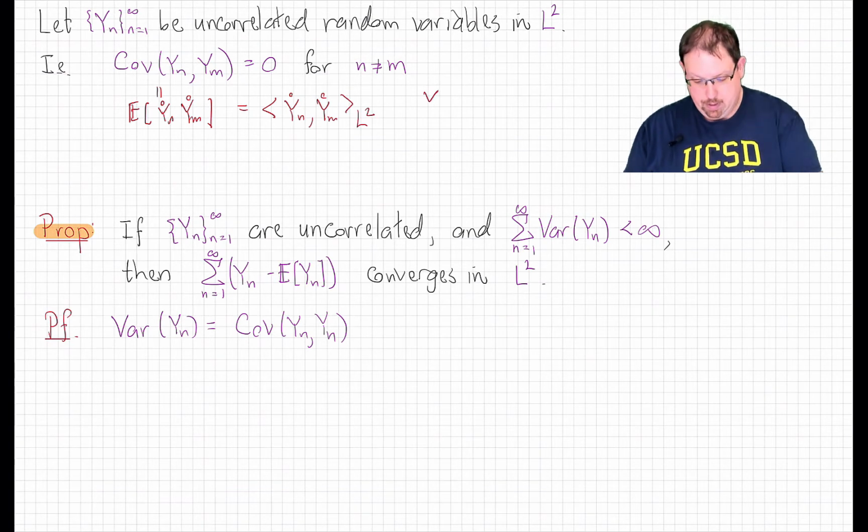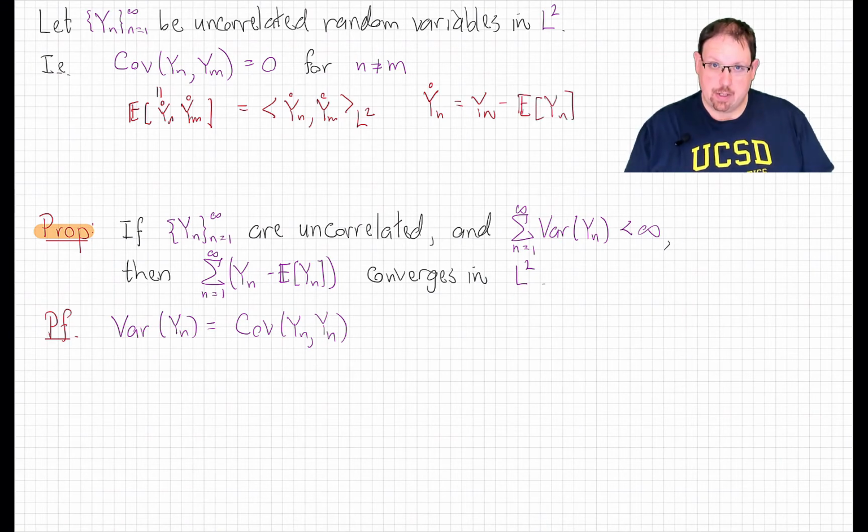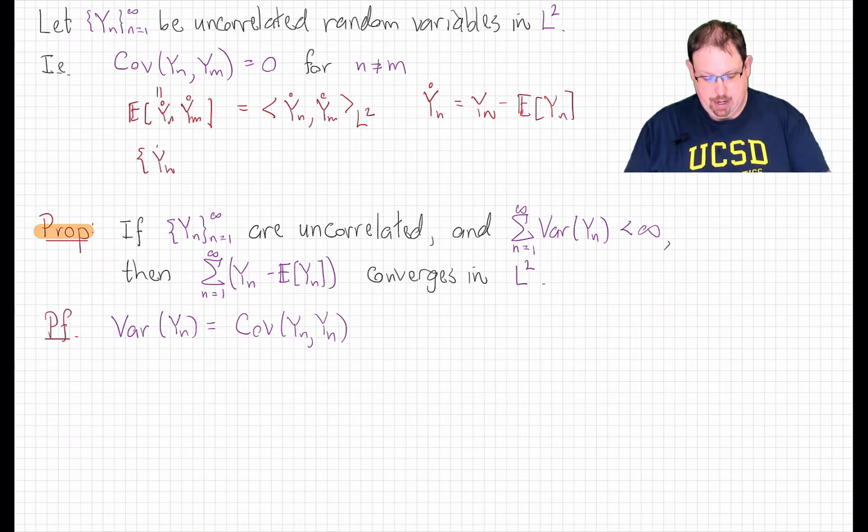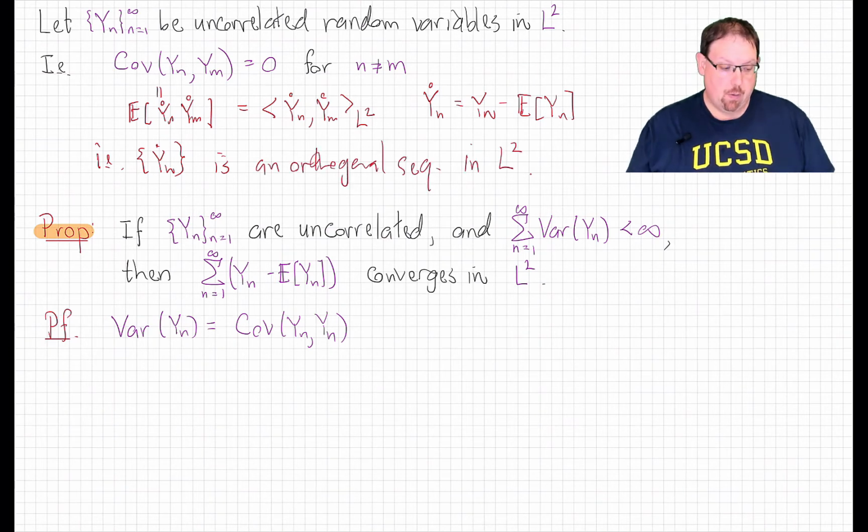Where remember that y centered means y minus its expected value. In other words, a sequence of uncorrelated random variables is a sequence of random variables that, after centering, is an orthogonal sequence in L2. Now, when we have orthogonal sequences, we have Pythagoras' theorem, and we have the Weierstrass M-test for convergence. Putting those together, we have the following very elementary proposition.